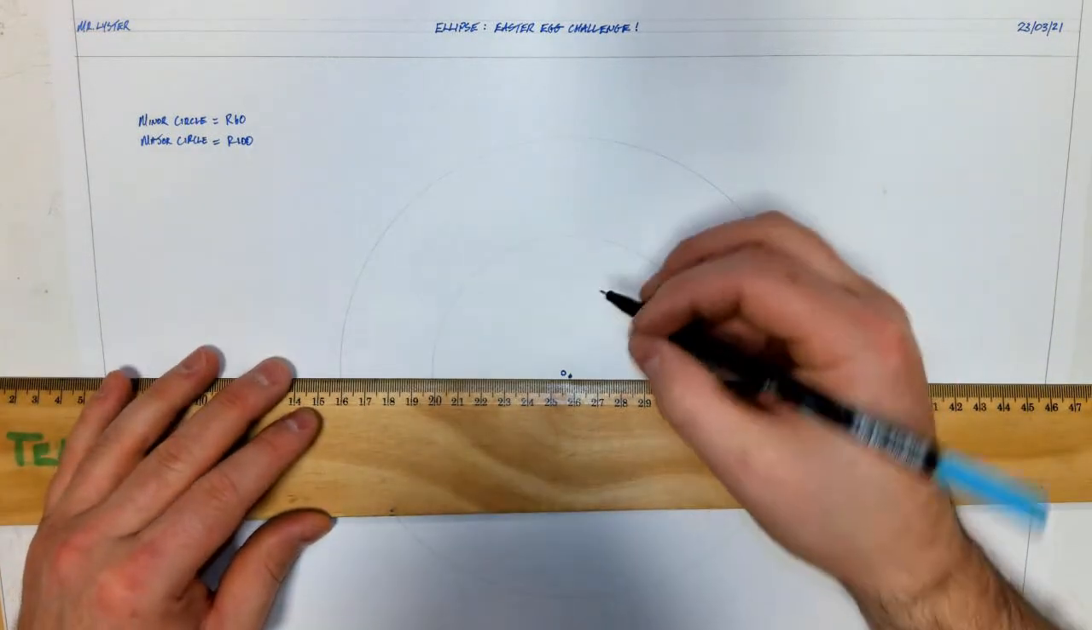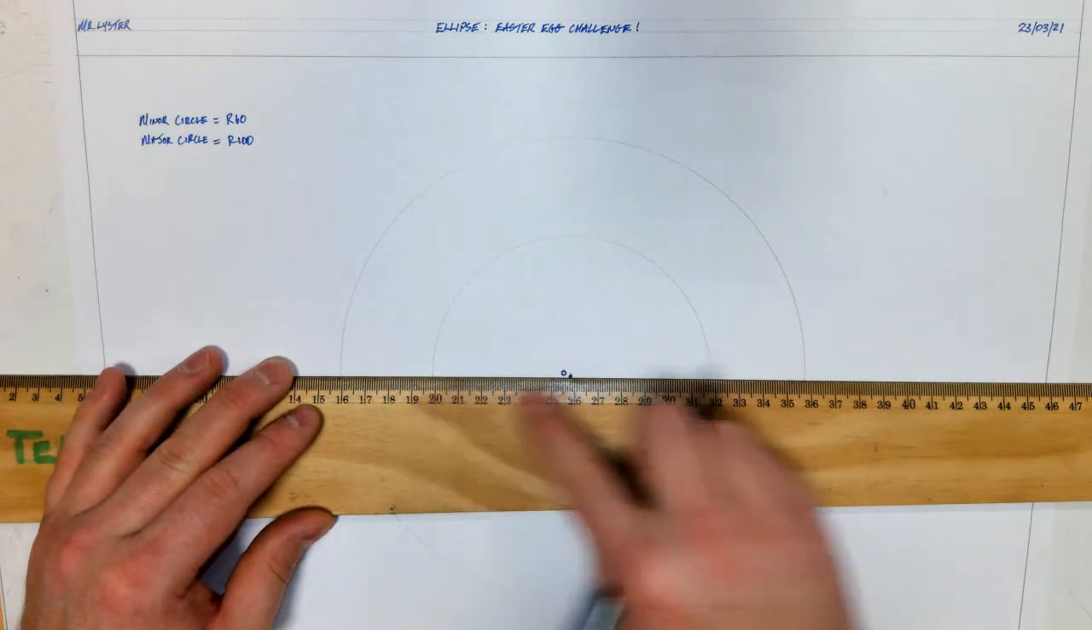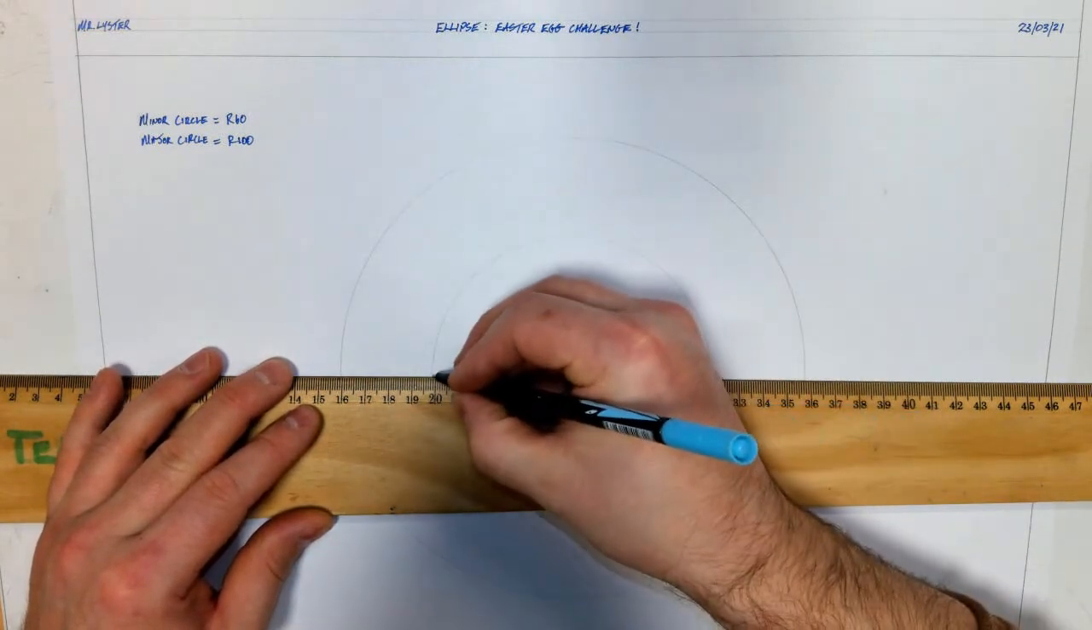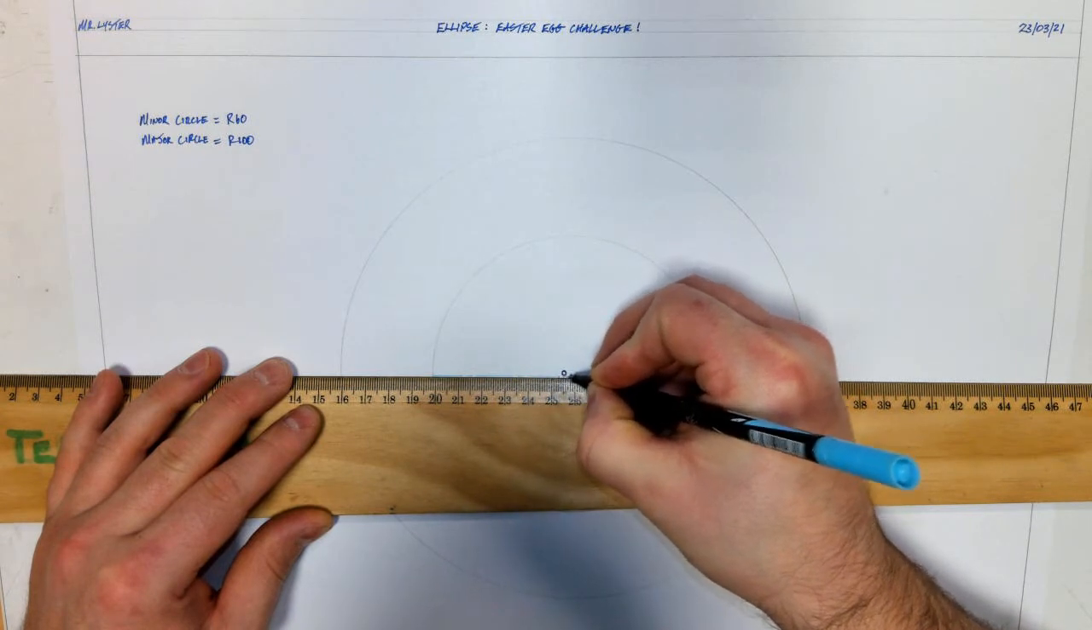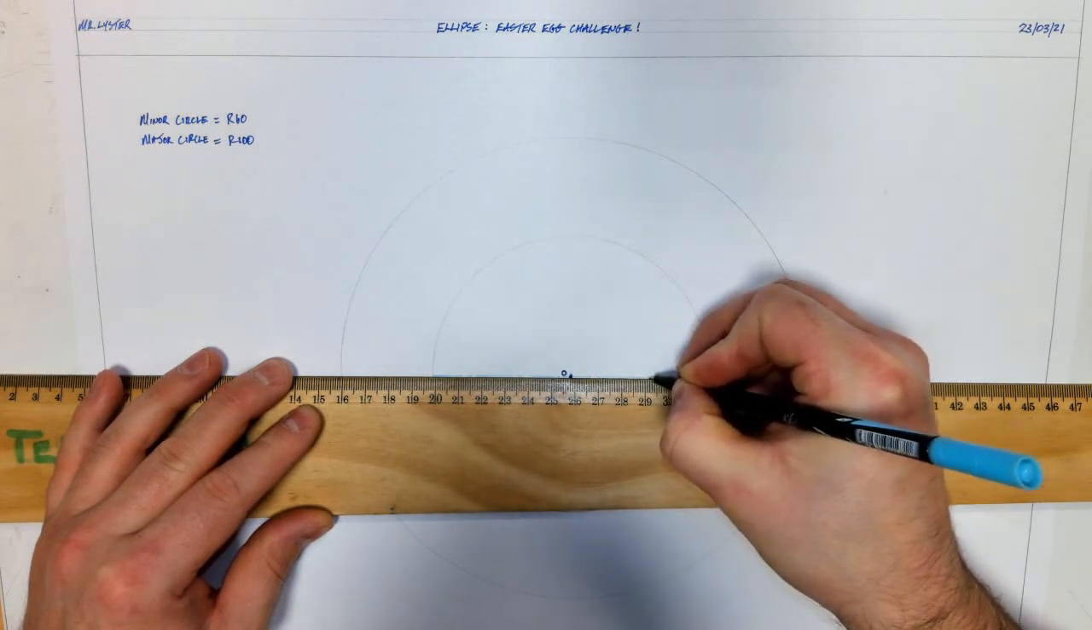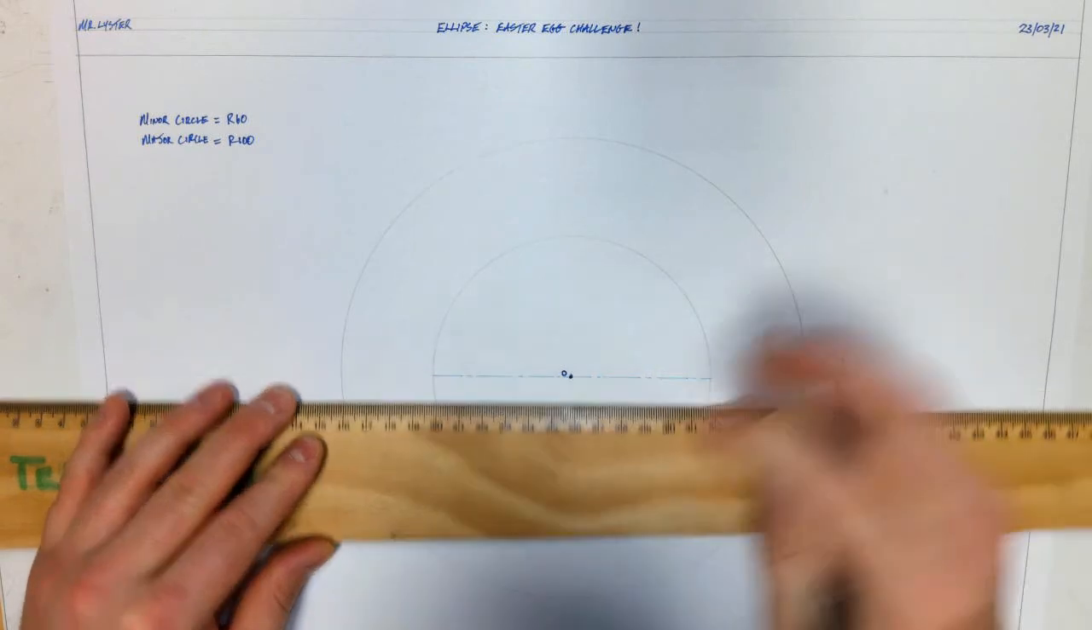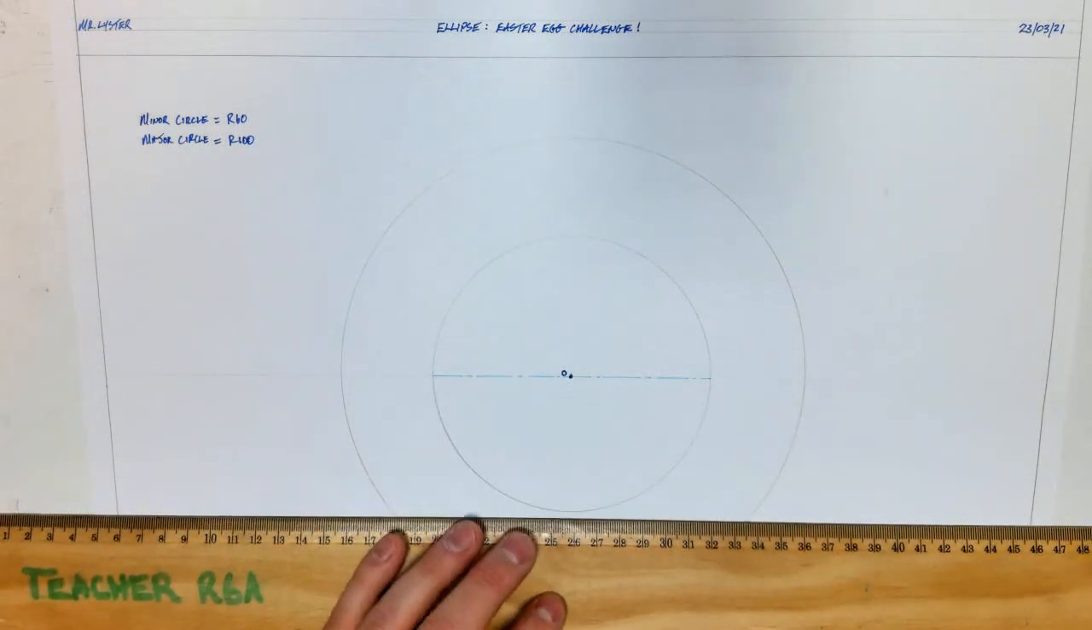So, from one side of the minor circle to the other, through point 0, draw a center line or an axis line, which is a long dash and a short dash line. Okay, that's my minor axis right there.